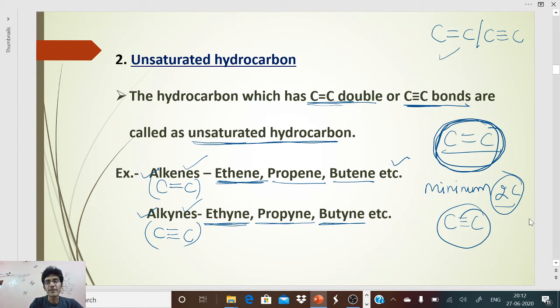So there are two types of hydrocarbon. First is the saturated hydrocarbon. Second is the unsaturated hydrocarbon. Saturated means carbon-carbon single bond. Unsaturated means carbon-carbon double or triple bond. Okay, is it clear? Okay.